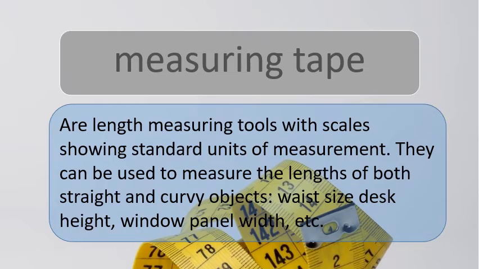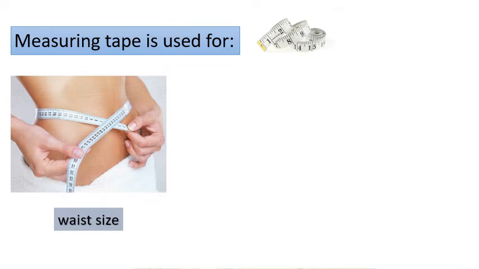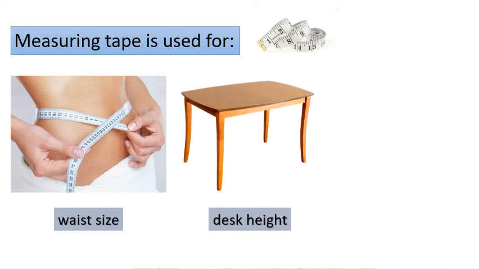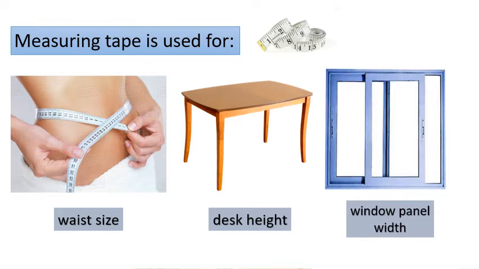Measuring tapes are length measuring tools with scales showing standard units of measurement. They can be used to measure the lengths of both straight and curvy objects, waist size, desk height, window panel width, etc. Measuring tapes are used for waist size, desk height or table height, and window panel width.